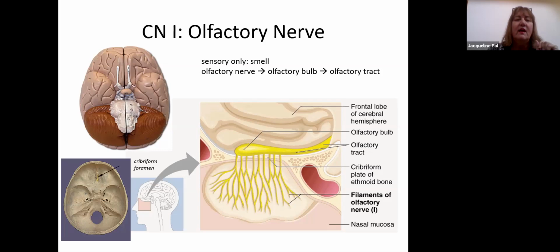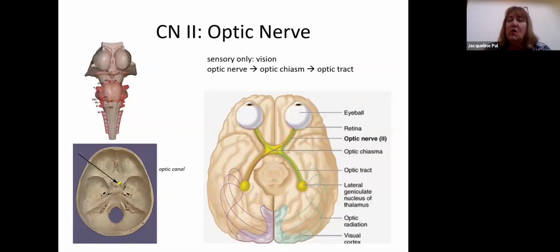Okay. So for this one, the olfactory nerve goes to the olfactory bulb, which goes to the olfactory tract, and then the olfactory tract enters the cerebrum. And when we come back and learn about our special senses, we'll learn the rest of the pathway later on. The second cranial nerve is called the optic nerve.